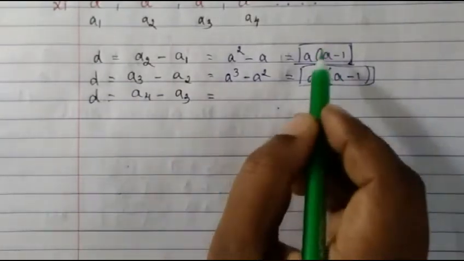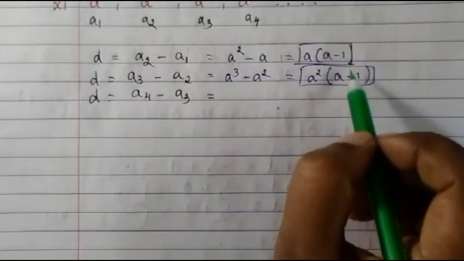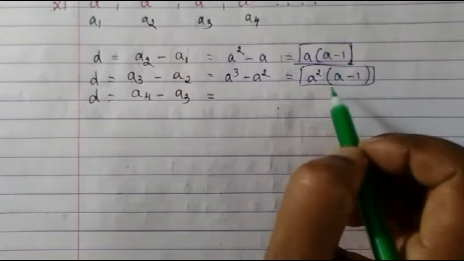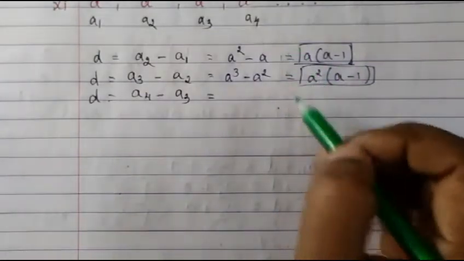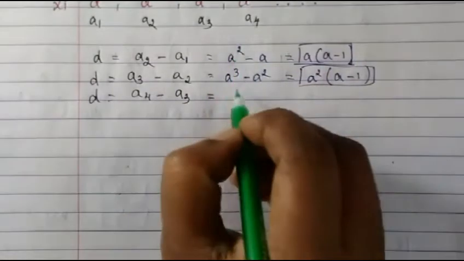See here, a minus 1, and here a square times a minus 1. Already we come to know this is not an AP, because the difference is different. Once the difference comes different, it won't form an AP. So you don't need to do the third one, but still we can do it.